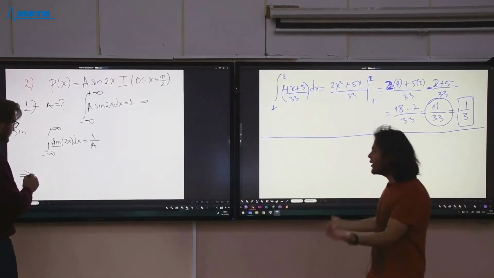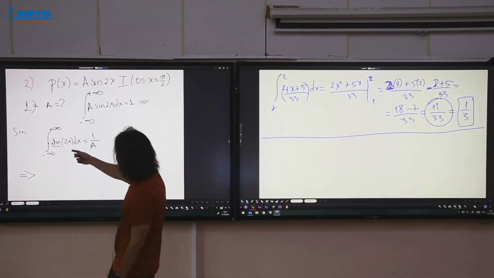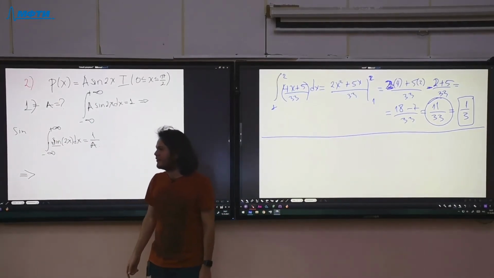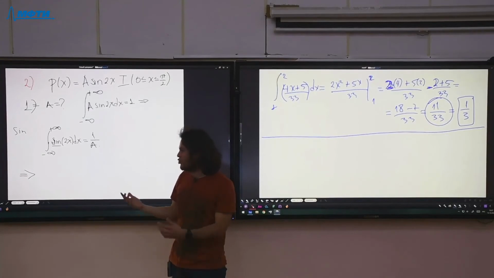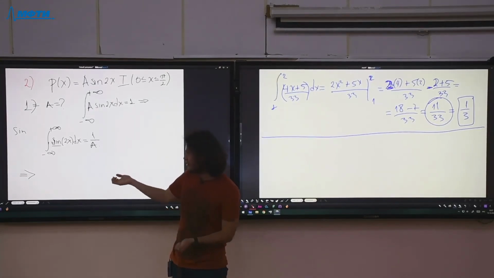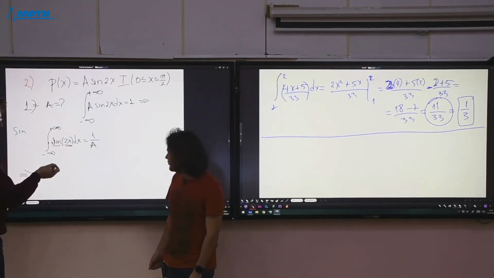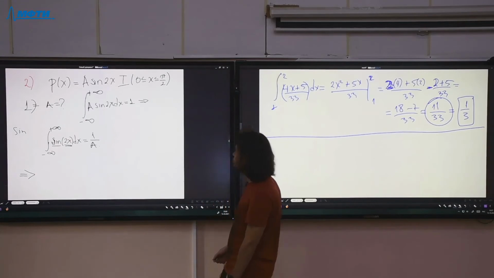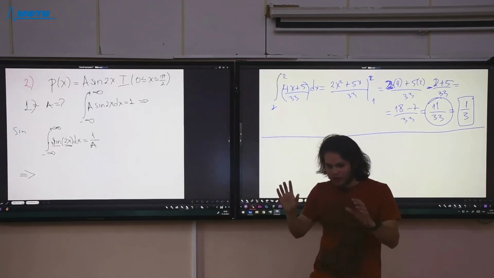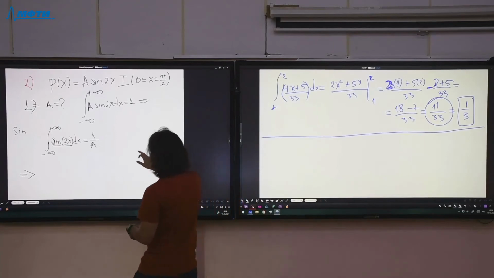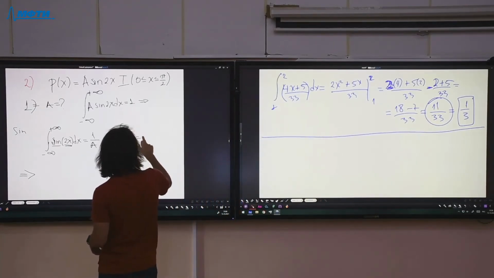So first of all, what do you need to do? Because you don't have cosine sine of x, you have sine of 2x. So you have to change the variable here, right? We have to substitute. This is going to be integration by substitution. Please do it that way, because I want you all to understand what is happening. Let's say that 2x is u.